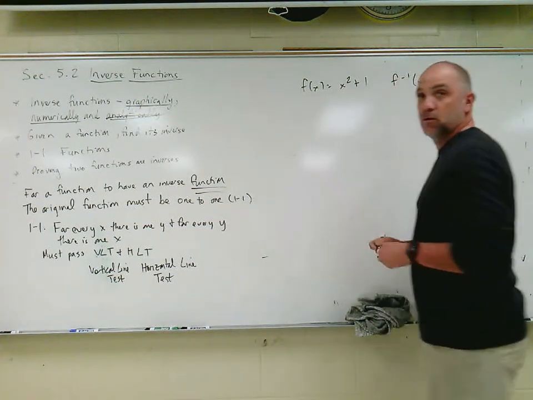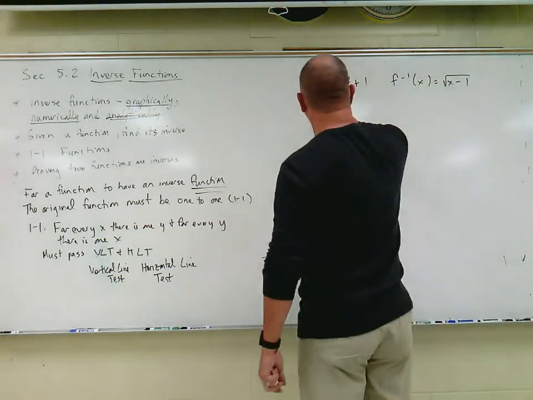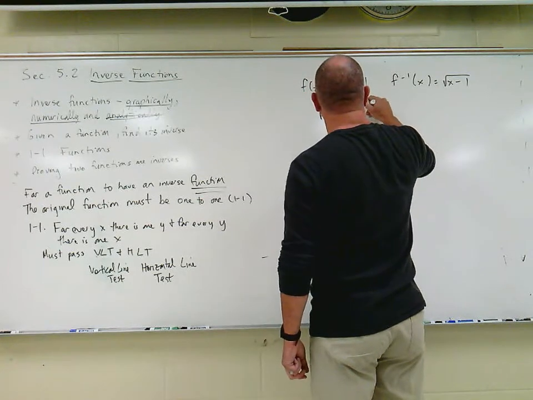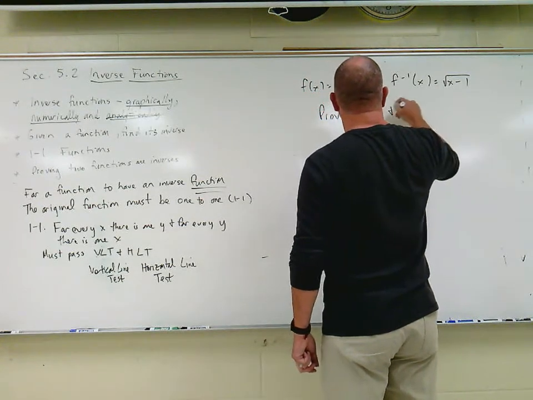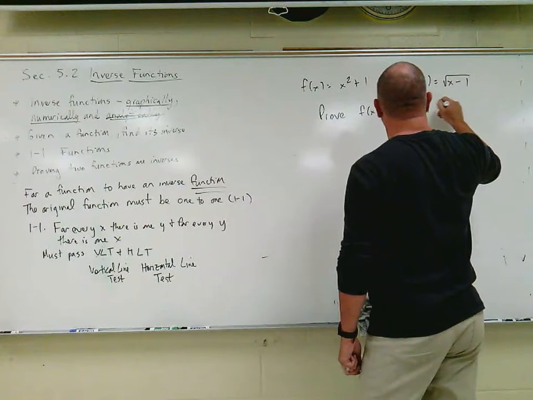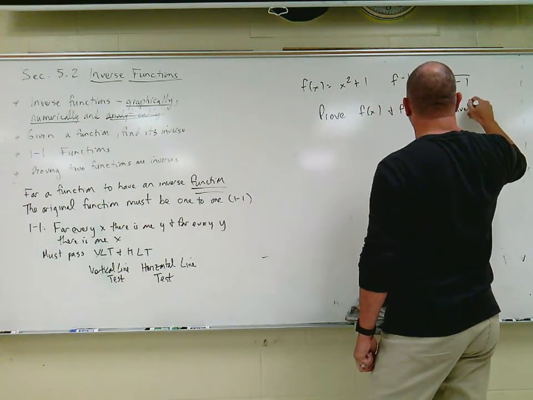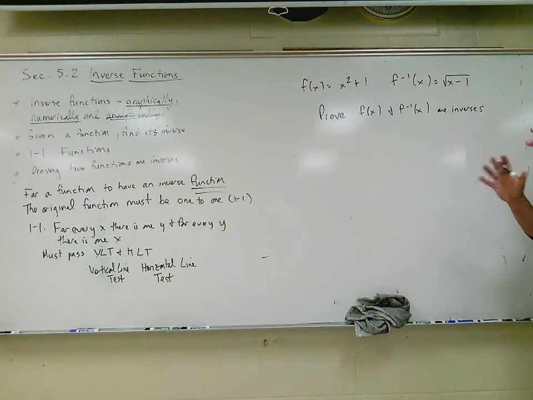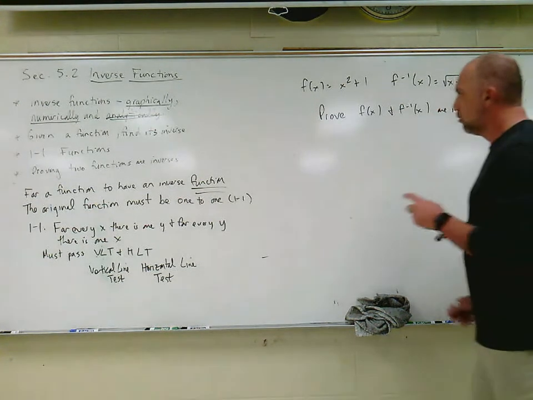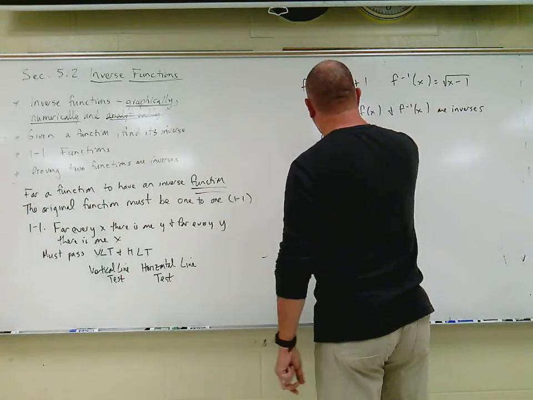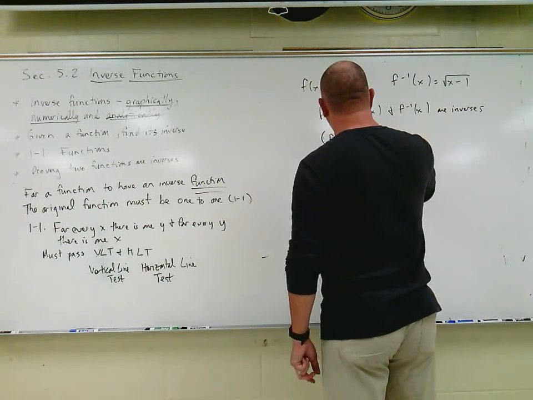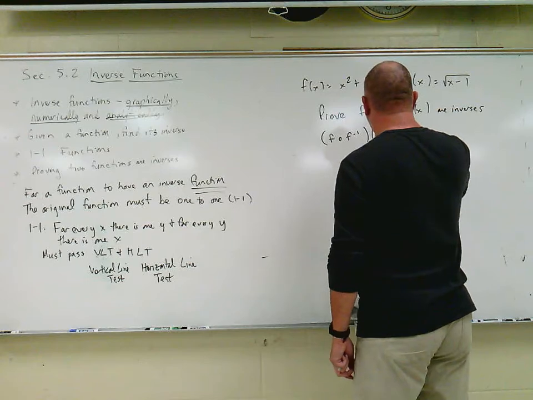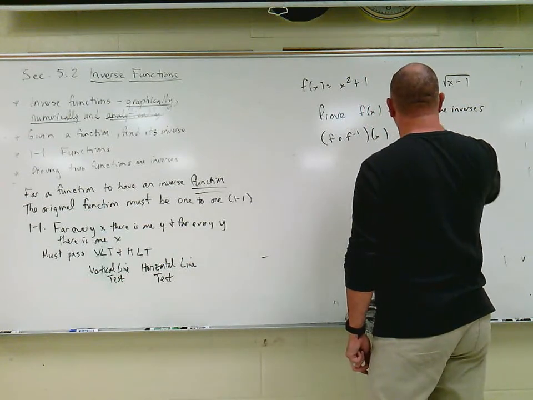All right, here's what we're going to do. There's a way to prove, this is at the very end, that f of x and f inverse of x are inverses. Now, I know you're thinking that's what we just did because we just found it. But that's not what they're asking us to do. When it asks us to prove this, we're either going to do f of f inverse, or we're going to do f inverse of f.